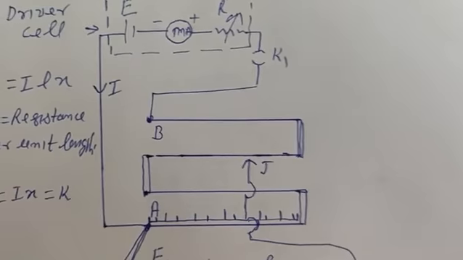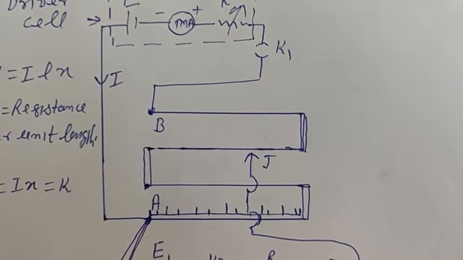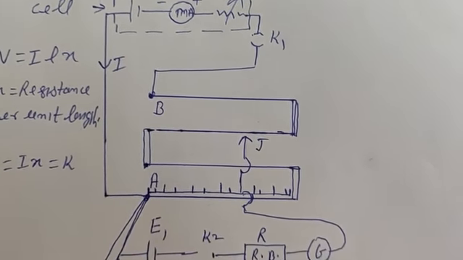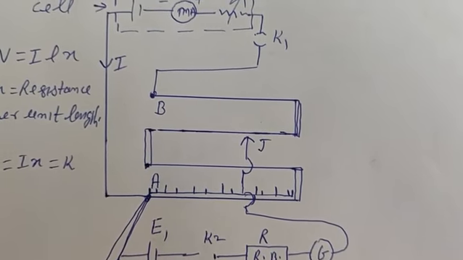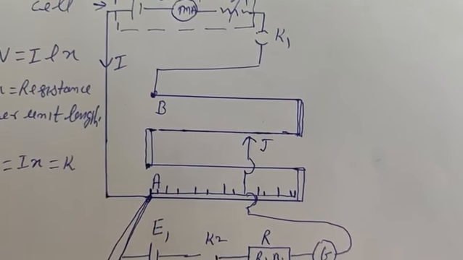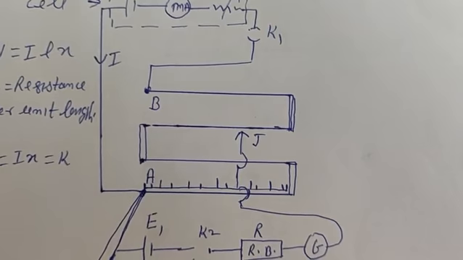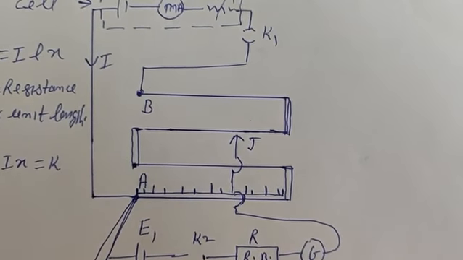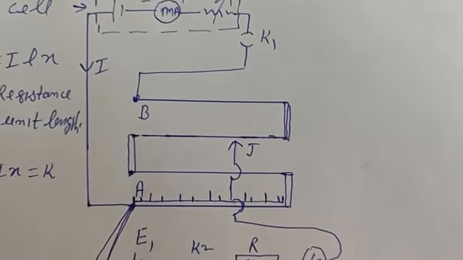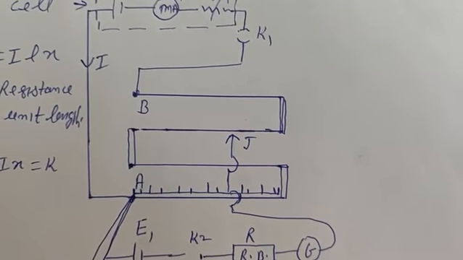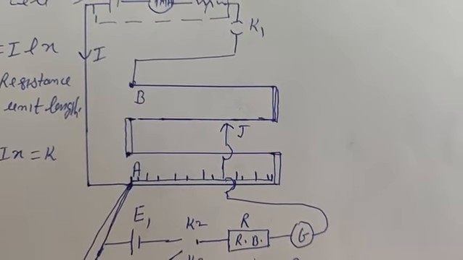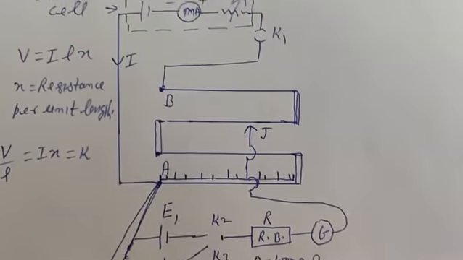Second possibility, second error, positive terminals should be connected to A. All positive terminals should be connected to A. If all positive terminals are not connected, in that case we will not get null point. Third possibility is there may be some loose connection. If there will be some loose connection, in that case as well, we will not get any null point.